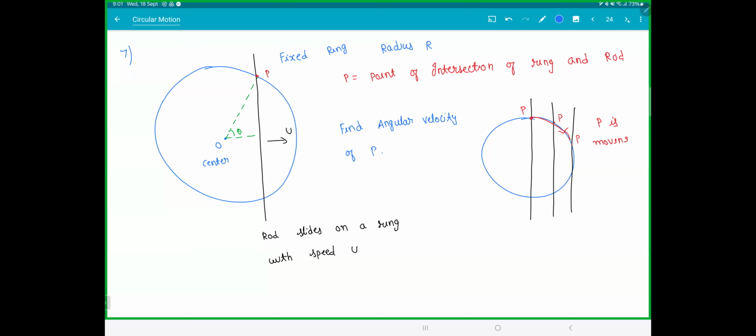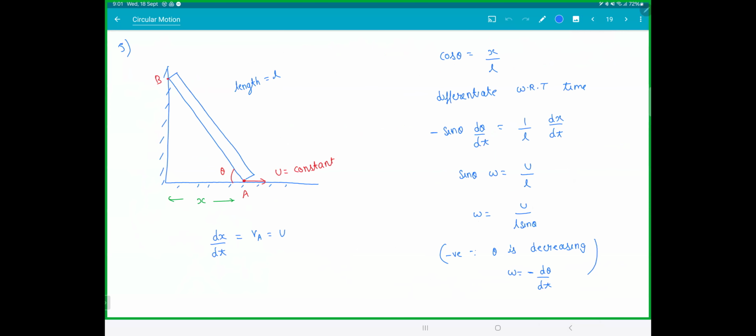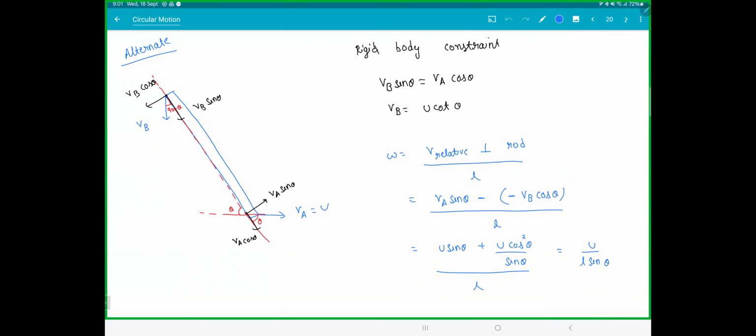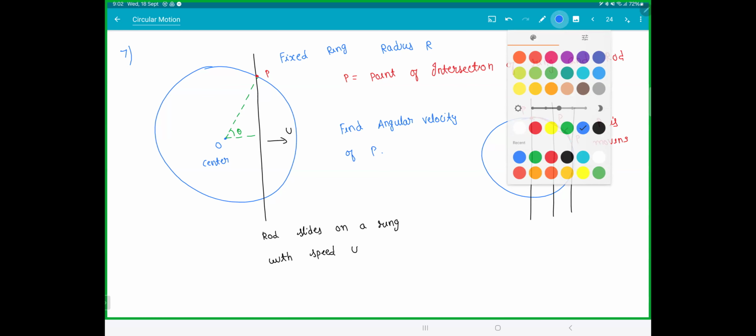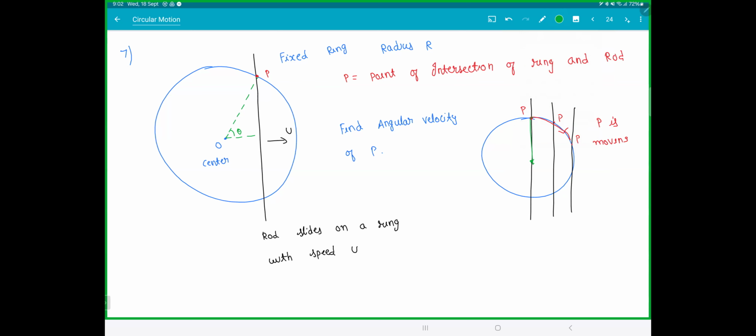P is a point of intersection of the rod and the ring. These are the kind of questions, seventh one and fifth one. These are all similar types of questions: 5, 6, 5, 7. Did everyone get the question I'm asking? P is not a point on the rod, P is not a point on the ring, it's an intersection. As the rod is moving, the intersection is moving. So find the angular velocity of the intersection. I hope you can see clearly. Initially it is like this, now like this, now like this. So that thing is rotating. P is rotating in a circle.